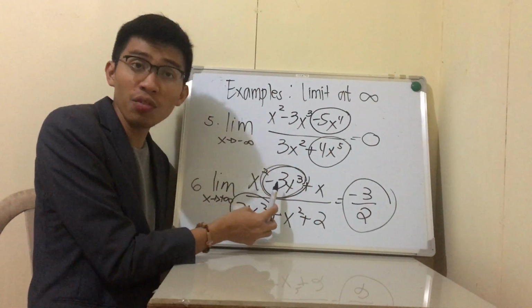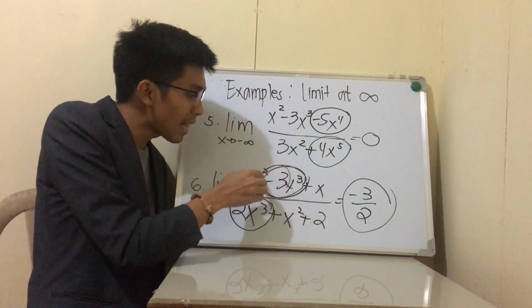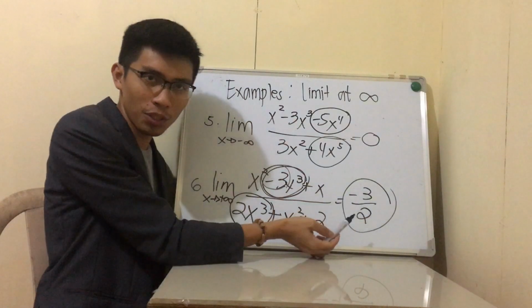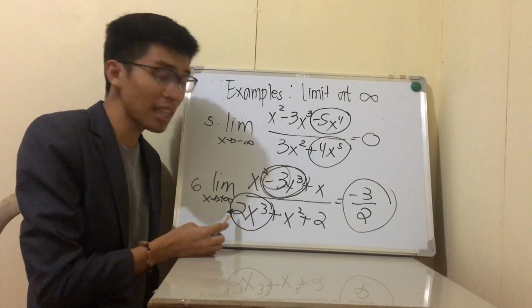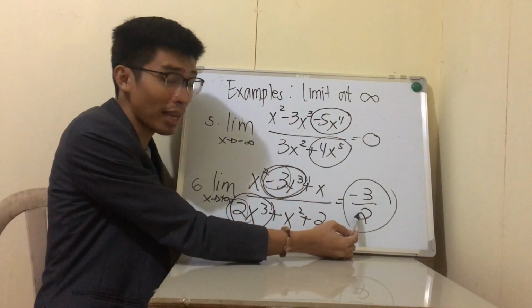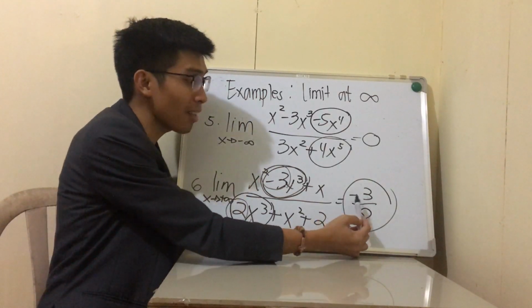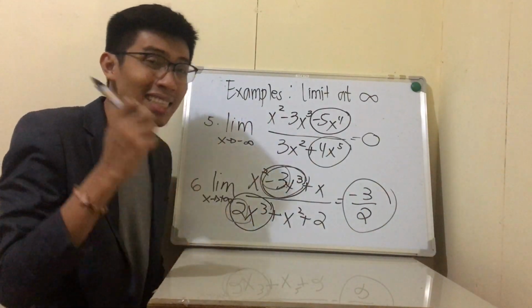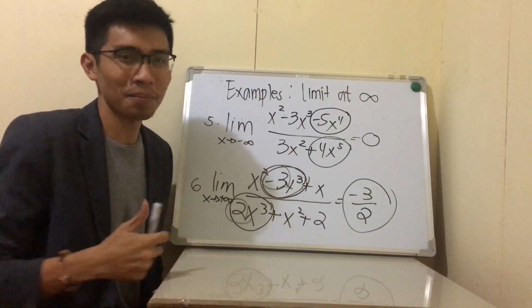What is the numerical coefficient of the leading coefficient in the numerator? Obviously, that is negative 3. You write negative 3 for the numerator. What is the numerical coefficient of the leading coefficient in the denominator? That is 2, and you write that one here. Okay. So obviously, the limit of the function is negative 3 over 2. It sounds very easy. That's great. You're doing a great job.